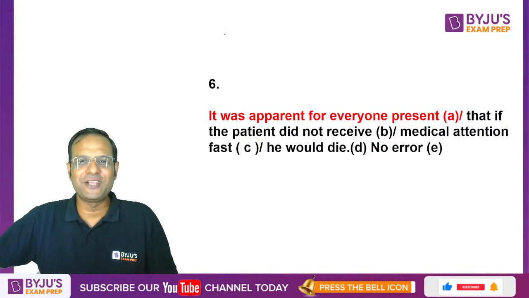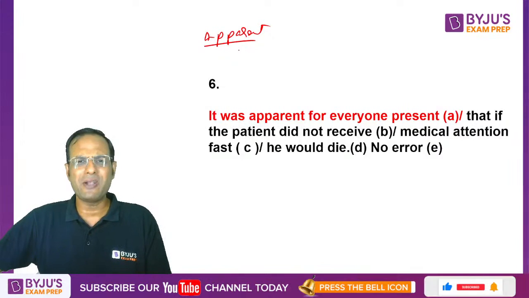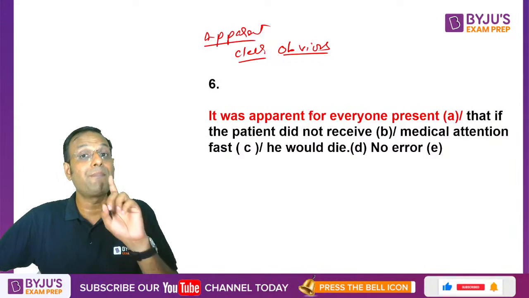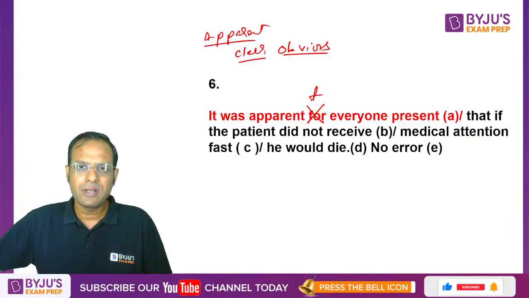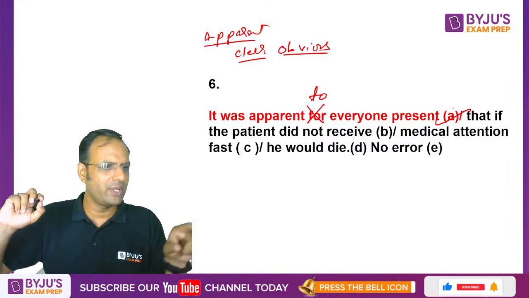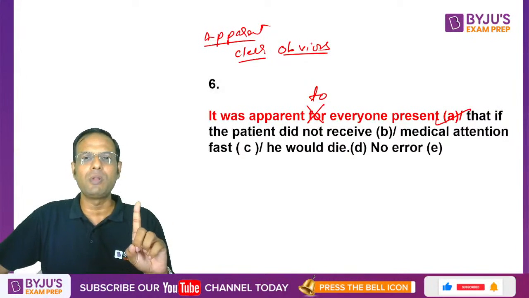Welcome to the class. Anyways, look, when you use this word apparent, it means something which is clear or obvious, something which is clearly understood. Apparent does not take for, right? Apparent takes to. That is why A has a problem. Manaswini absolutely right. Virat absolutely right. A has a problem there.